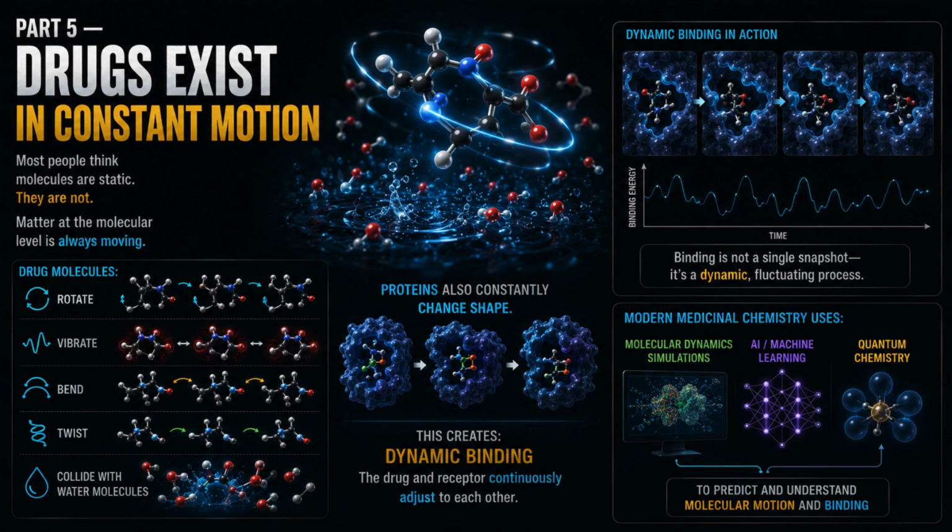At the molecular level, matter is always moving. Drug molecules constantly rotate, vibrate, bend, twist, and collide with surrounding water molecules. Even proteins inside the body continuously change shape. This creates something called dynamic binding, where the drug and receptor constantly adjust to each other in real time.